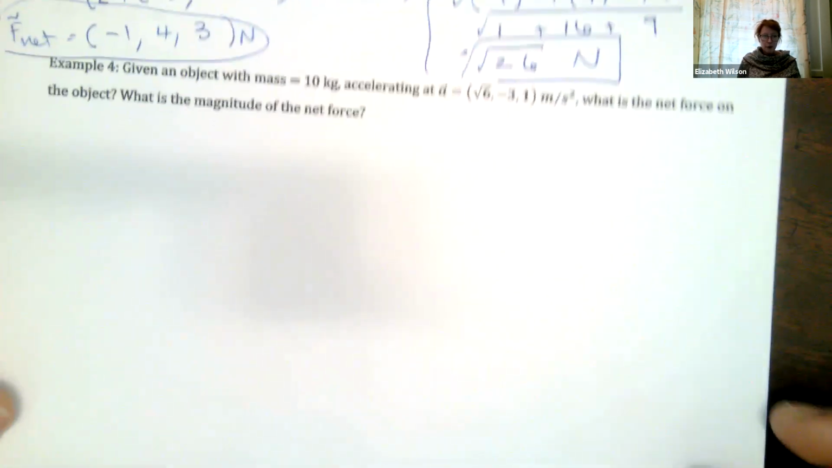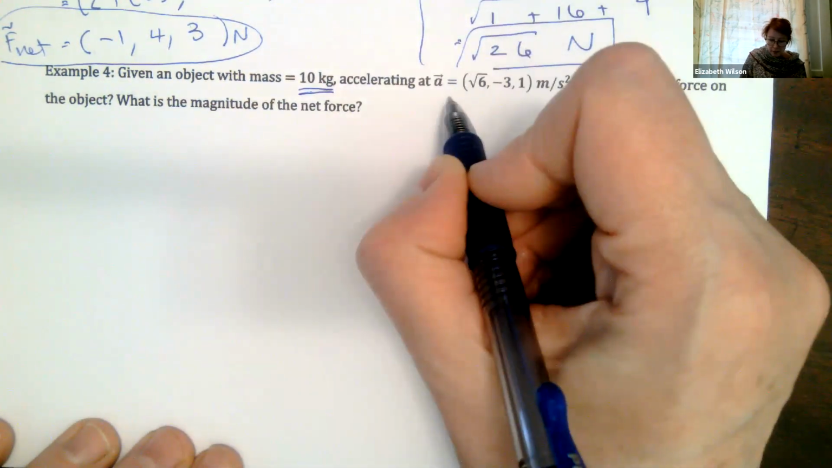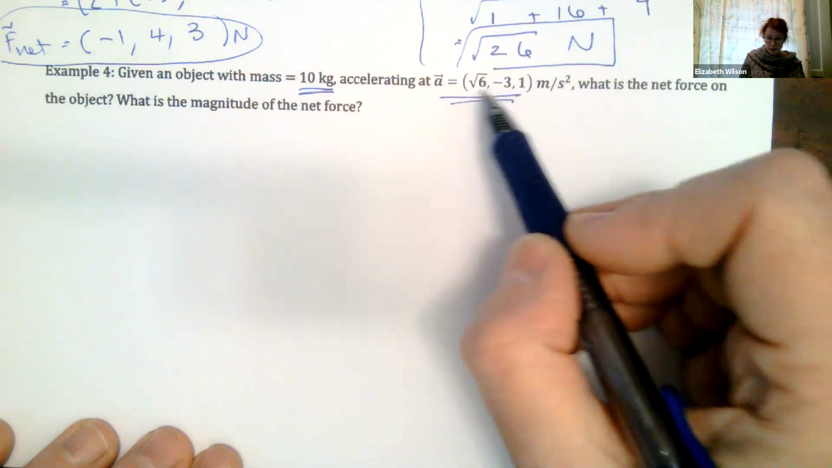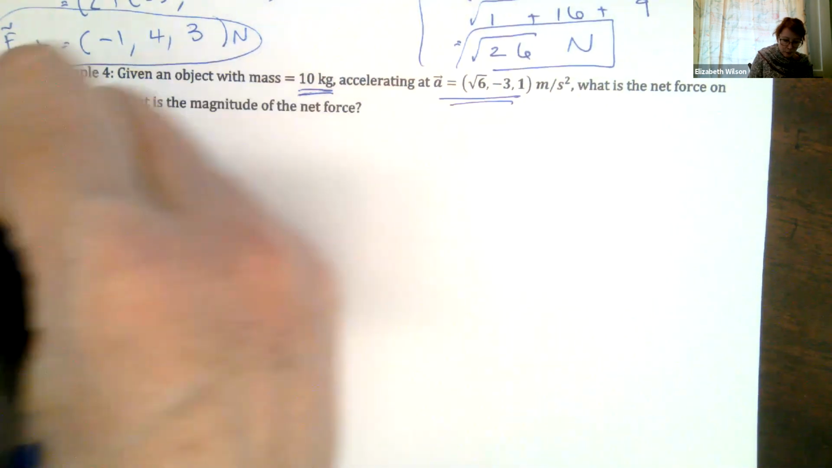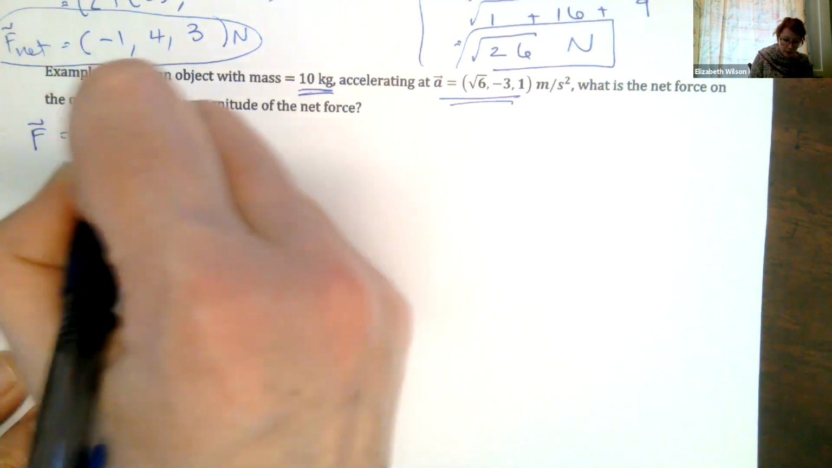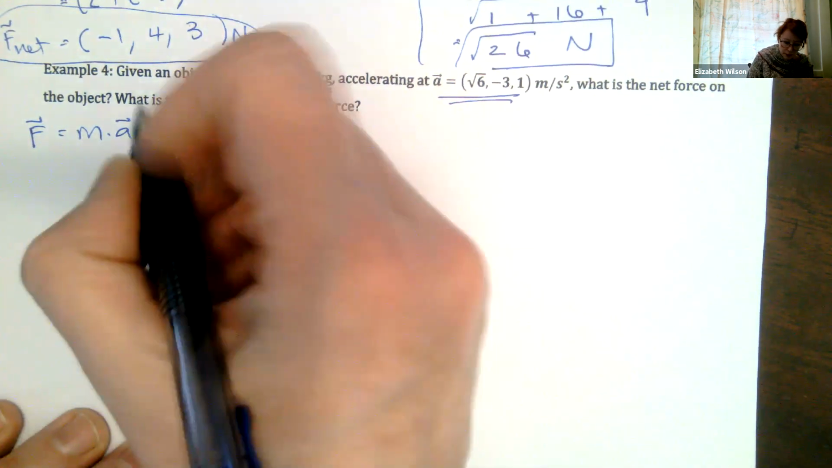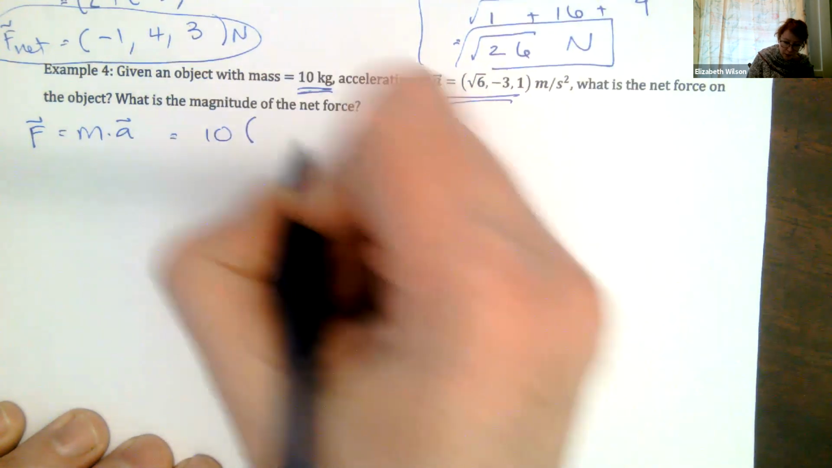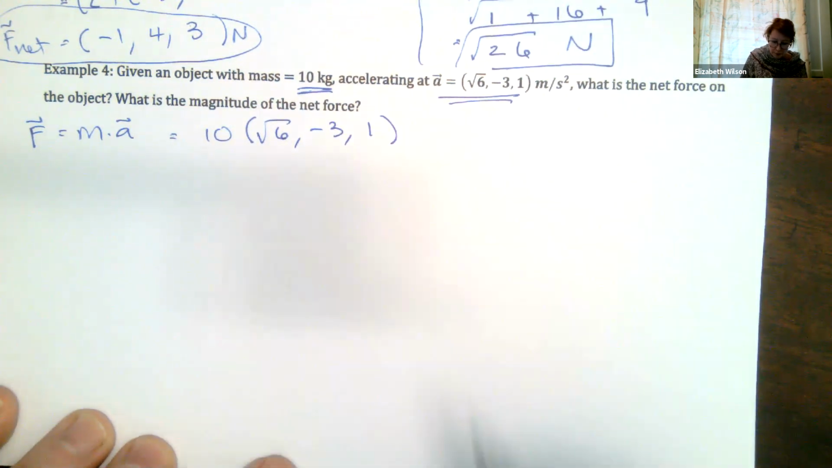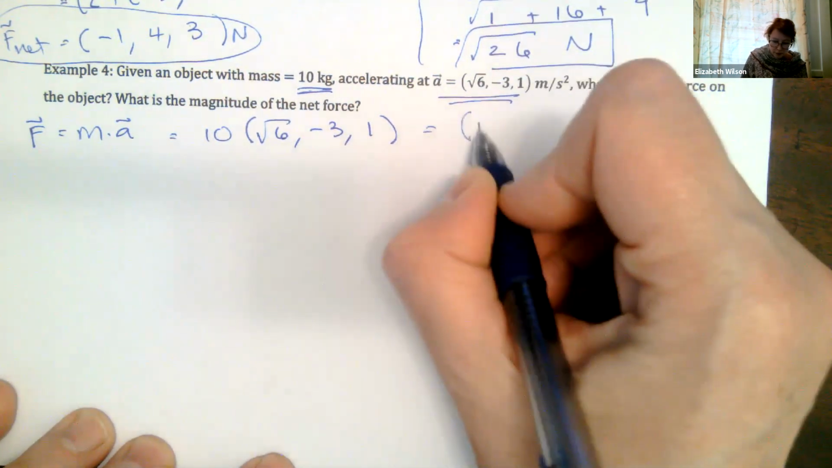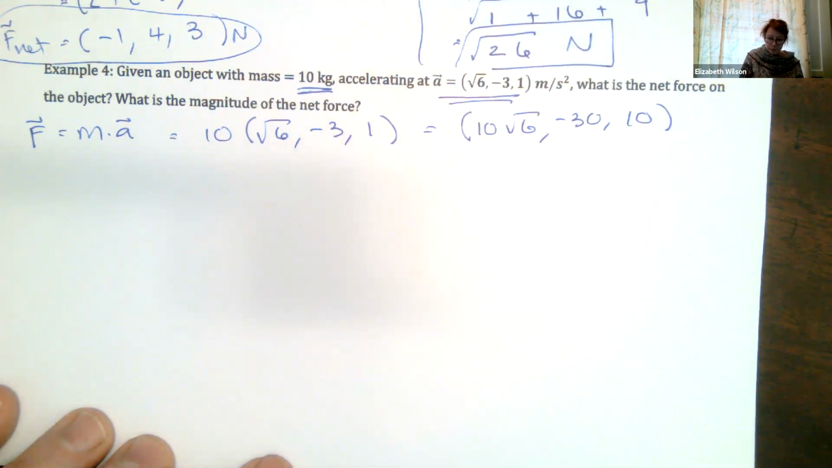So example 4: we've got an object with a mass of 10 kilograms, and the acceleration is a vector, radical 6, minus 3, 1 meters per second squared. What's the net force? What's the magnitude of the net force? So remember, force is mass times acceleration. Mass is a scalar, acceleration is a vector. So we're going to say 10 times radical 6, minus 3, 1. So my net force is going to be equal to 10 radical 6, minus 30, and 10.